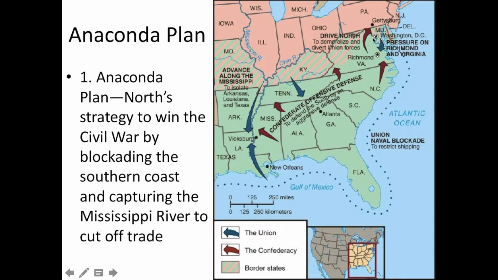So the Anaconda Plan said that we're going to put a blockade around the southern coastline all the way from Virginia down across the Gulf of Mexico to Texas. Well, if you do this, then you're not going to allow any type of international trading to happen in a southern port. And so, whenever you don't allow any trade to happen, that means the South cannot bring anything from a foreign country in. That way, they're not getting any food or ammunition or anything like that. They're going to have to deal with the war with the supplies they have already in the South, and they don't have a lot. So that's going to hurt them quite a bit.